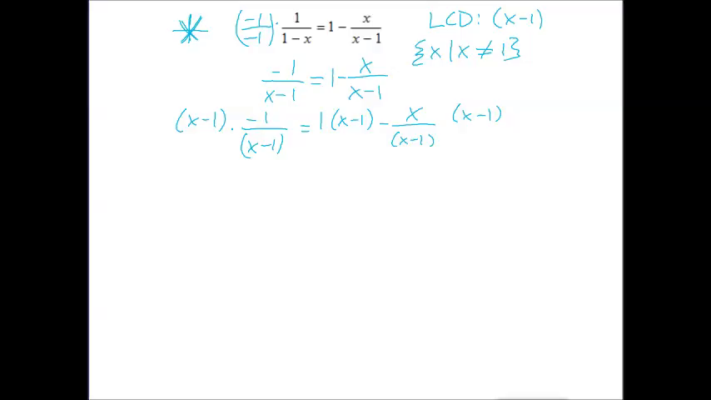Here we are, and simplify. X minus 1 goes away here. Can't go away here, but it goes away here again. So we have negative 1 is equal to 1 times the parentheses, we don't even have to keep them, x minus 1 minus x. And we can simplify our right side. We get negative 1 is equal to negative 1 as the two x's cancel each other out.